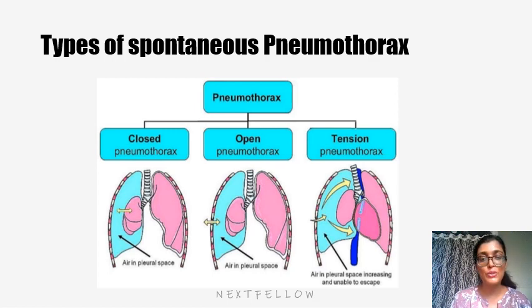In case of tension pneumothorax, it's an emergency, as I told you. In this situation, air can only go in, but it can't go out of the pleural cavity. Ultimately, the pressure will build up inside the pleural cavity and compress the underlying lung. As you can see, it will cause a tracheal or mediastinal shift, and it will compress the underlying lung.